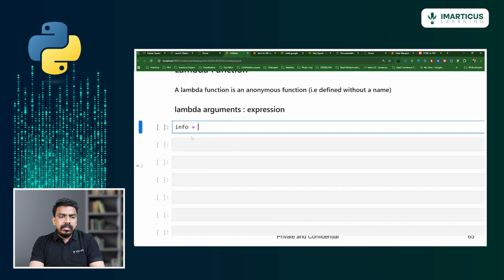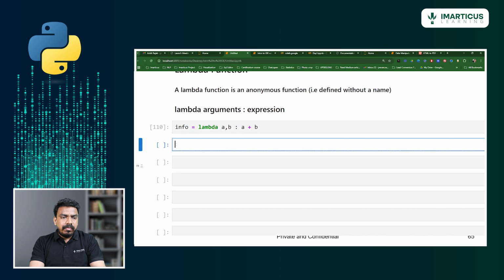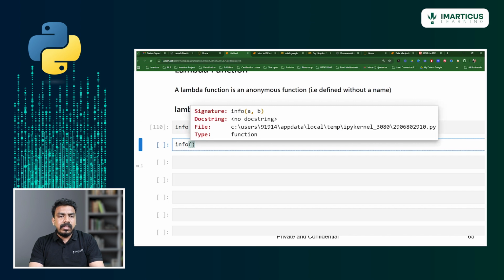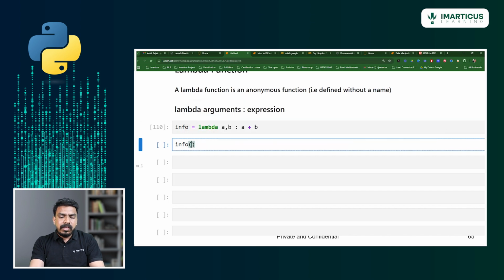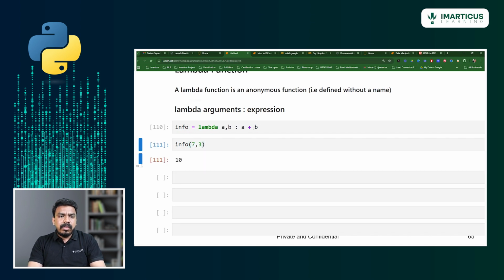So let me write info as the variable. I am providing the lambda function, lambda is the keyword, lambda a, b. How many arguments am I providing here? I am providing 2 arguments, one is a and the other one is b. Here I am performing a certain expression, that is a plus b. If I execute info, info takes 2 arguments, one is a and the other is b. So for a, b, let me specify 7 comma 3. The output is 10. Awesome, it is working totally fine.